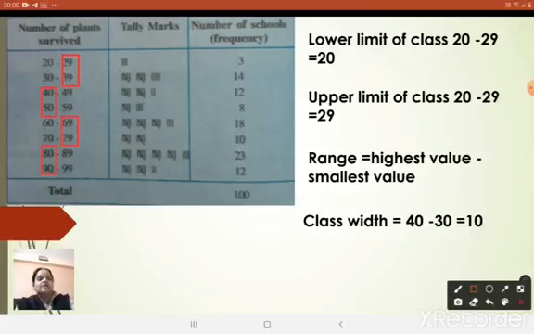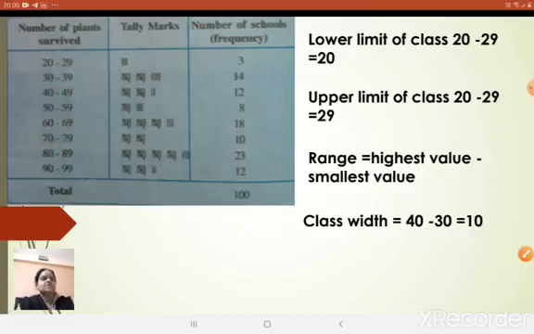width. And the most important point to remember here is what? The class width will remain the same for the whole table. It will not change for each and every class. It will remain the same. So this is the point for class width.